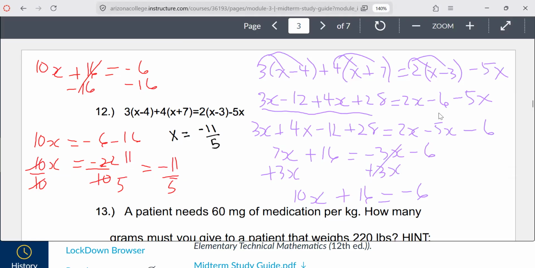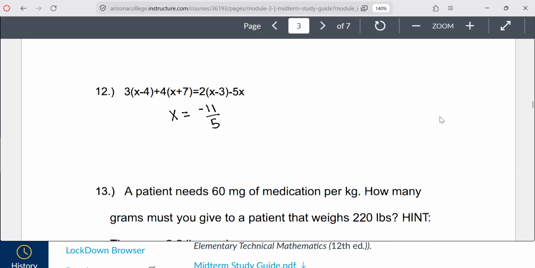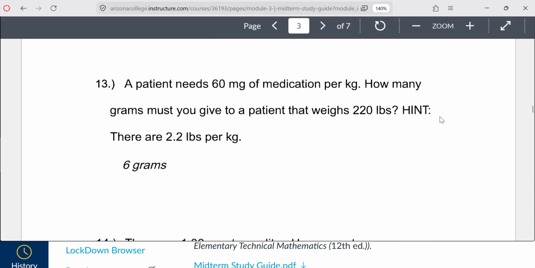Okay, number 13. Patient needs 60 mg of medication per kilogram. How many grams must you give to the patient that weighs 220 pounds? You are given a hint that 2.2 pounds is 1 kilogram. 2.2 pounds per 1 kilogram.